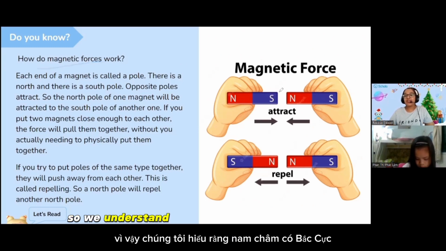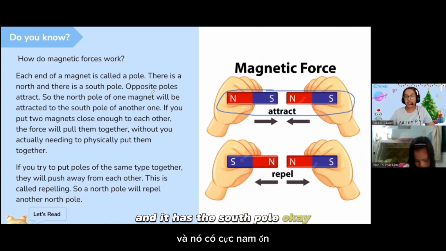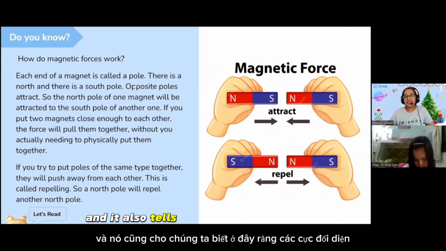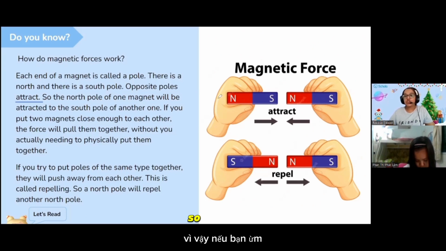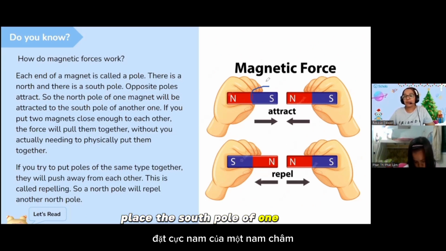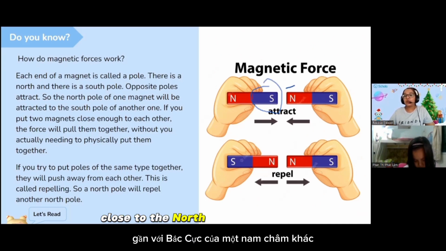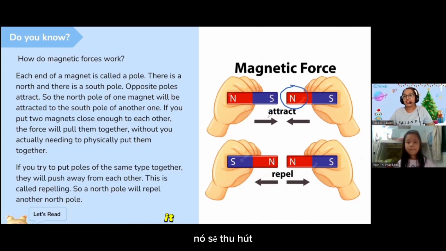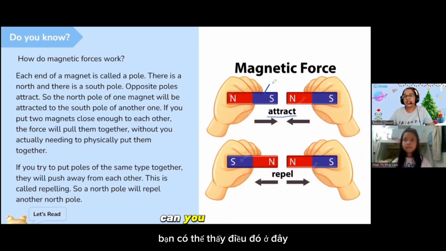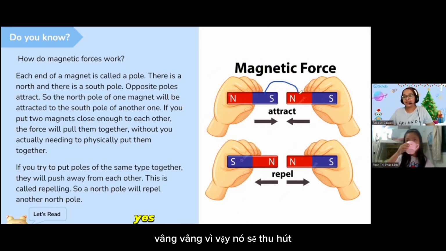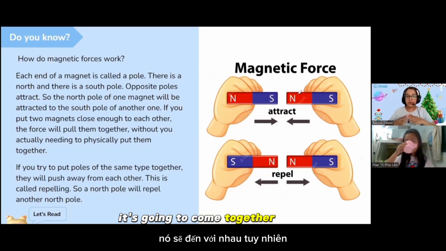So we understand that the magnet has the North Pole and it has the South Pole, okay? And it also tells us here that the opposite poles attract each other. So if you place the south pole of one magnet close to the north pole of another magnet, it is going to attract. Can you see that here? Yes. So it's going to attract, it's going to come together.